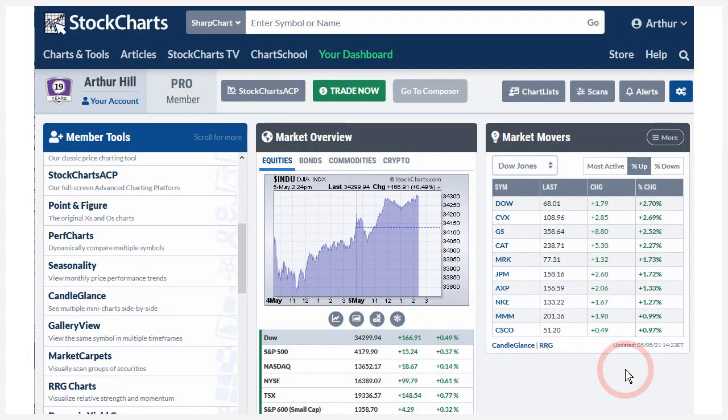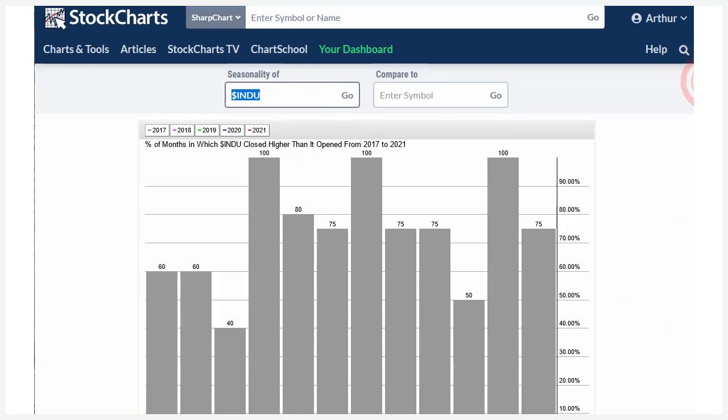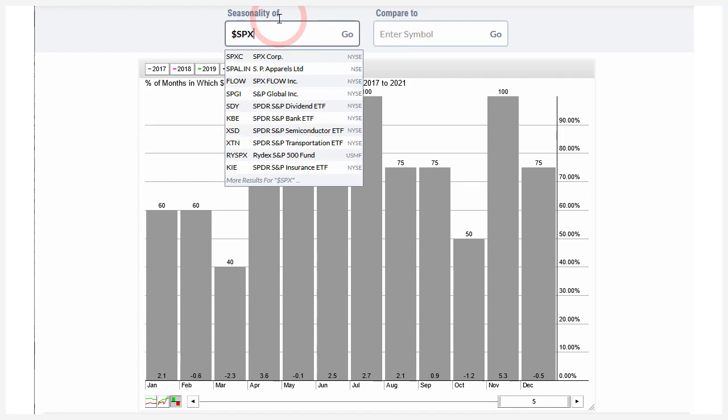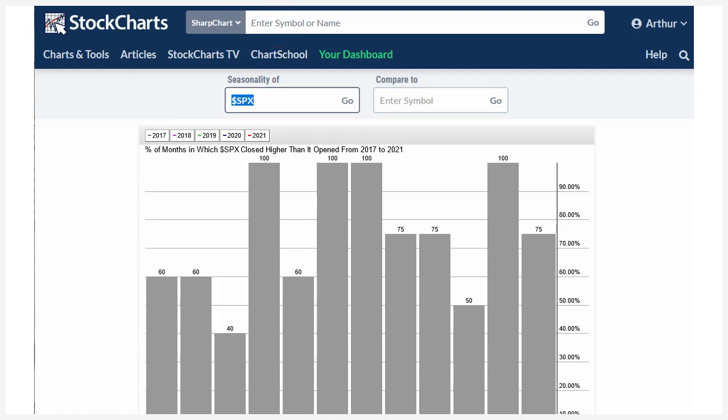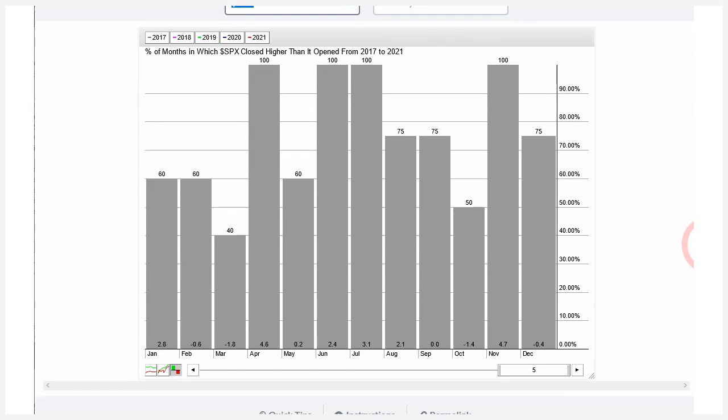So I am here on my members page at StockCharts, and I want to show you the seasonality tool here. If you can't find it, if you're not a member, then you can go to the Charts and Tools page, and there you will find the seasonality link. If you look under your member tools, there is seasonality. If we click on that, the default is going to be a seasonality chart for the Dow Industrials. I'm going to switch this out to the S&P 500. You could look at oil, gold, bonds, or whatever you want as far as seasonality is concerned on this chart.